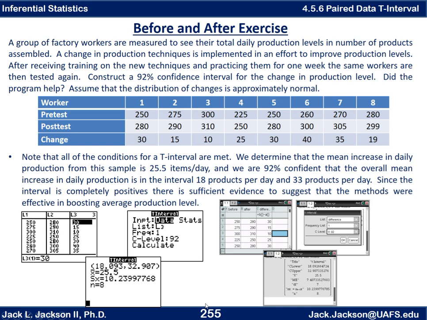So what's the conclusion? We determined that the mean increase in daily production for this sample is 25.5 items per day for that specific sample, and we're 92% confident that the overall mean increase in daily production from everybody is in the interval from about 18 products per day to about 33 products per day. Since this interval is completely in the positives, zero's not in there, there is sufficient evidence to suggest that the methods were effective in boosting the average production level. On average, by how much? Well, at least 18 to 33. At least we're 92% confident that that's how much it was increased.